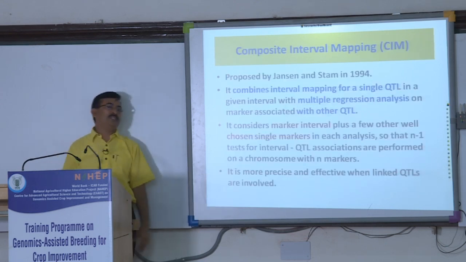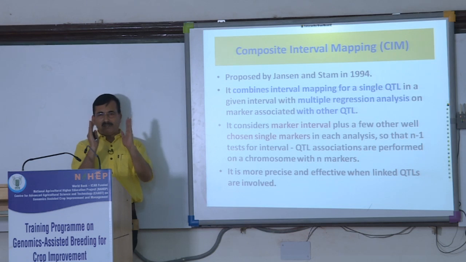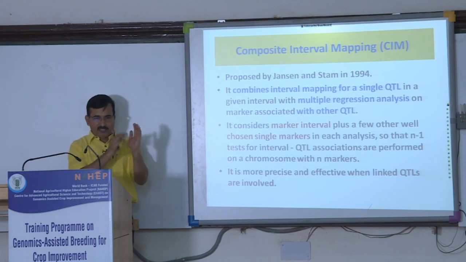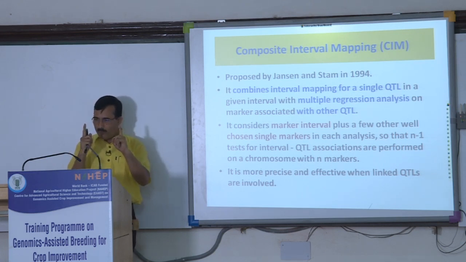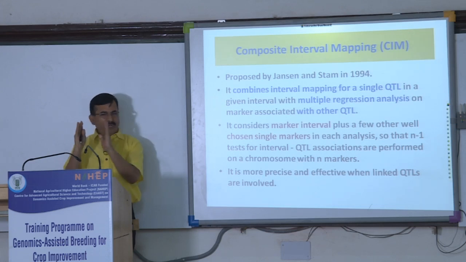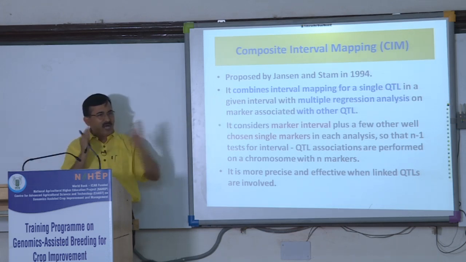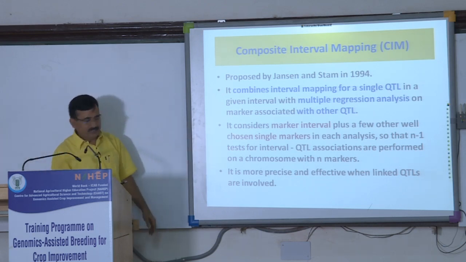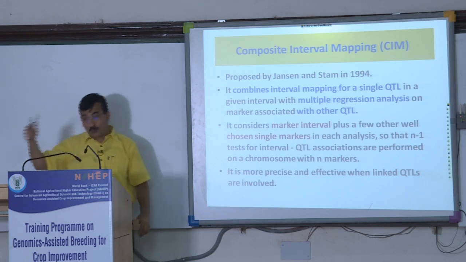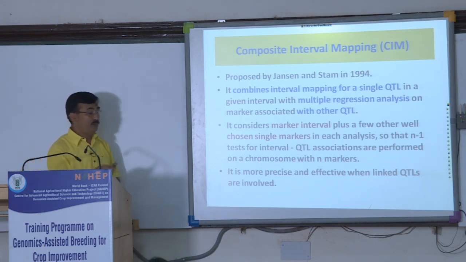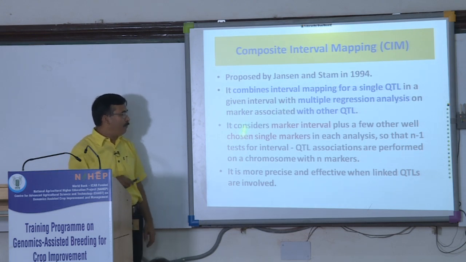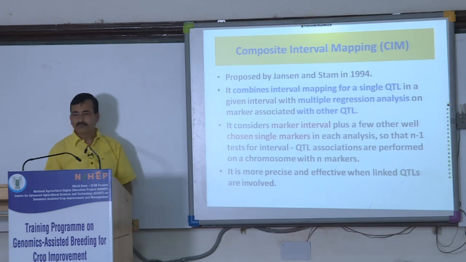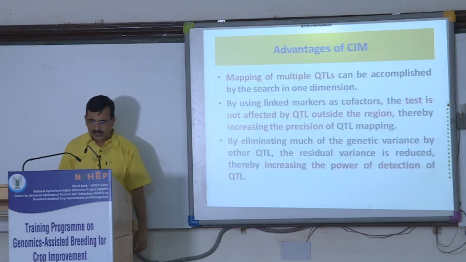Then there is composite interval mapping. You are talking about one interval, but here you are taking a composite interval. Earlier you considered the QTL within the frame of the two markers. You are not bothering what is happening outside that marker interval. But in this case, you are taking the other markers also, the effect of those markers or their other QTLs. So that's why you have a better position in this case. So you say that is more precise and effective. All right, so we'll see a few of these. Advantage of what?